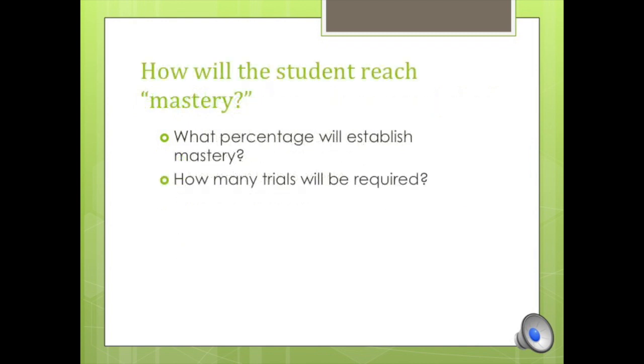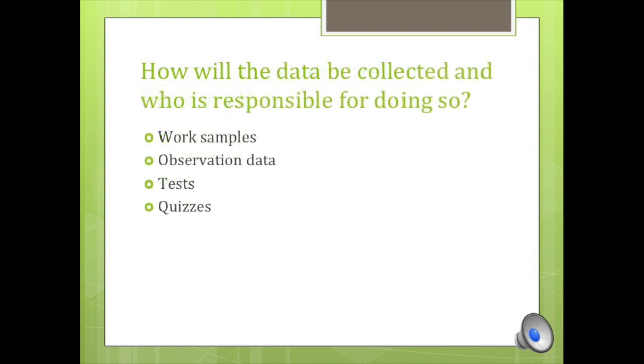Next, describe the mastery. What percentage will establish mastery, and how many trials will be required in order to see if the student has reached that mastery? Finally, how is the data going to be collected, and who's responsible for doing so? Will you use work samples, observation data, tests, quizzes? This has to be written out in the IEP goal.